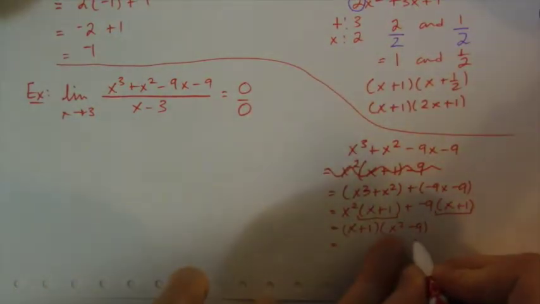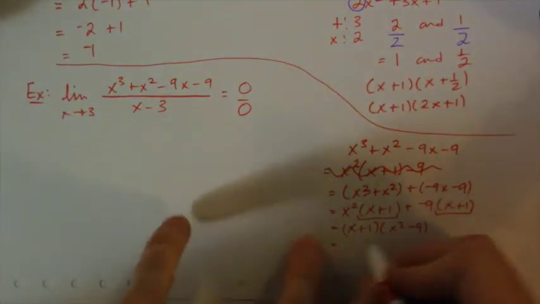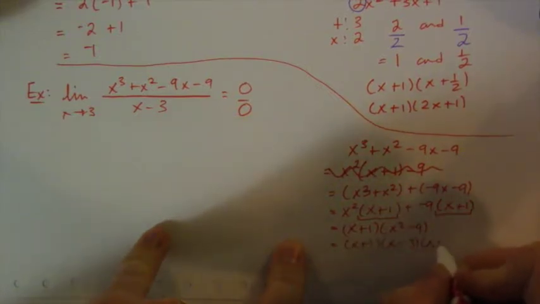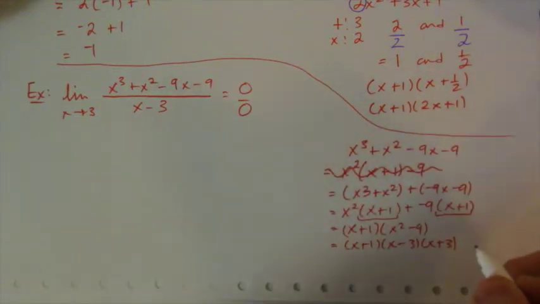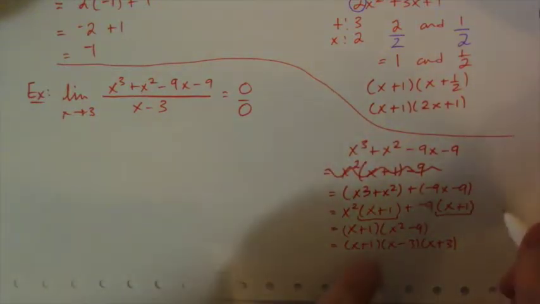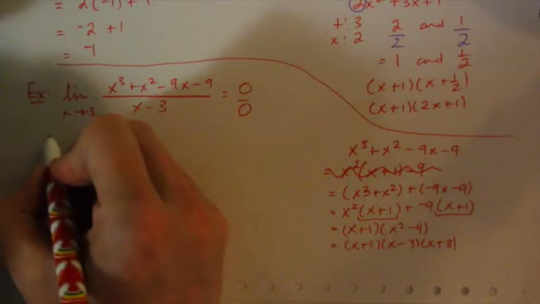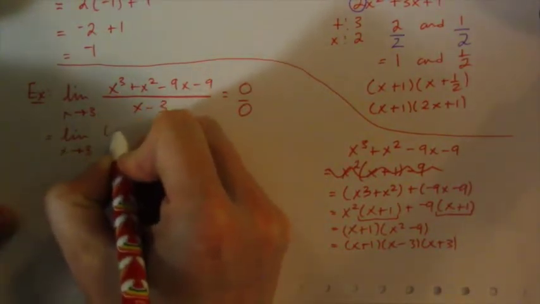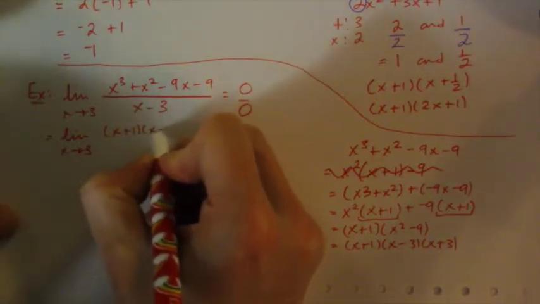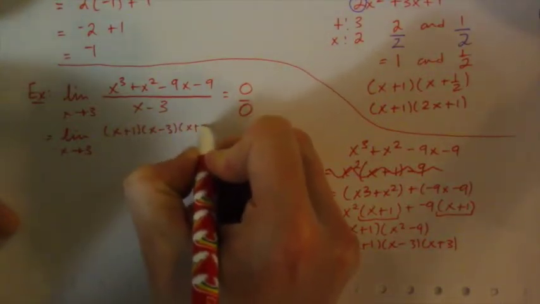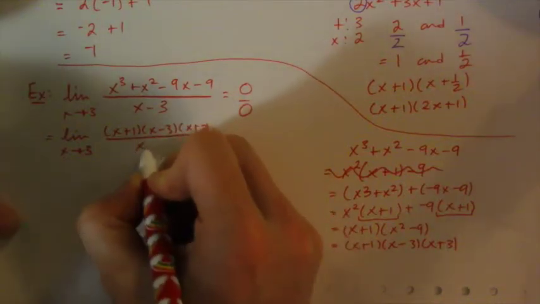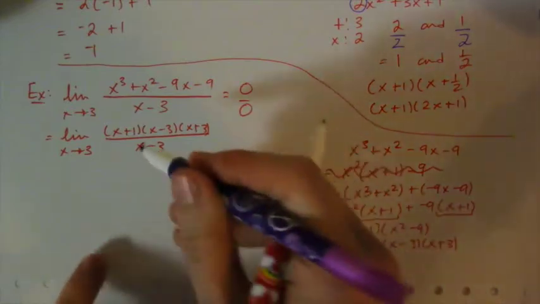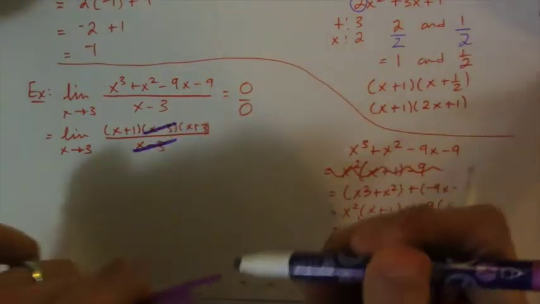And then we do difference of squares on this guy right here. So x squared minus 9, so it's x plus 1, x minus 3, x plus 3, just like that. So now all you got to do is go ahead and replace this guy up here. So the limit as x goes to 3, x plus 1, x minus 3, x plus 3, all over x minus 3. And then you're hoping something cancels by the magic of television. The x minus 3's cancel.